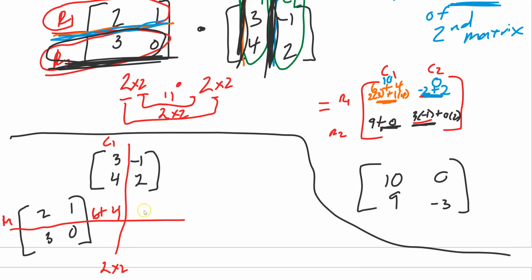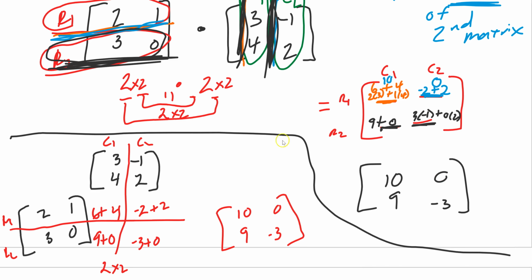For the one right here, I'm doing row 1 times column 2, which is the same thing we did right there. So negative 2 plus 2. For the one right here, it's row 2 times column 1. So I get 9 plus 0. And for the one right here, row 2, column 2. So negative 3 plus 0. And I get the exact same answer. Just done probably a little easier way to see.